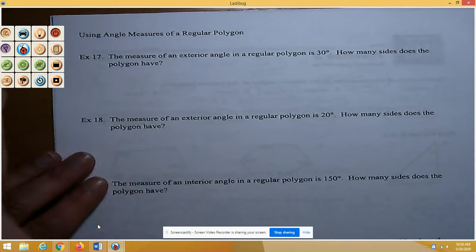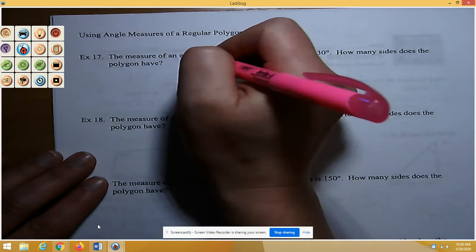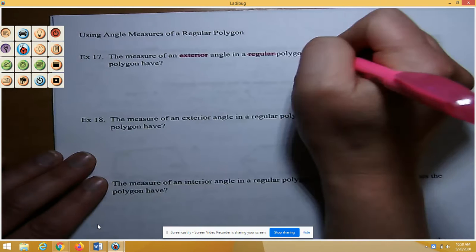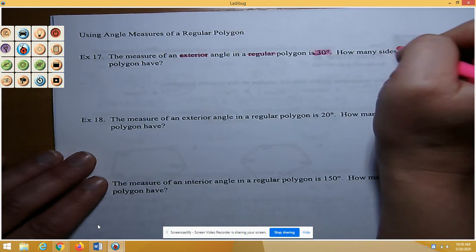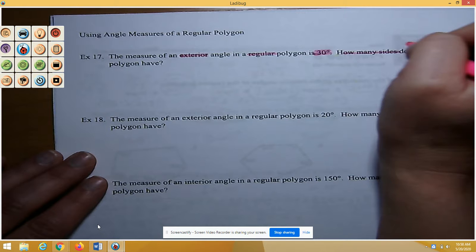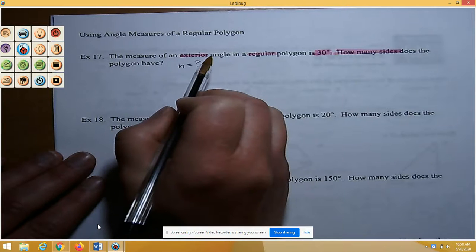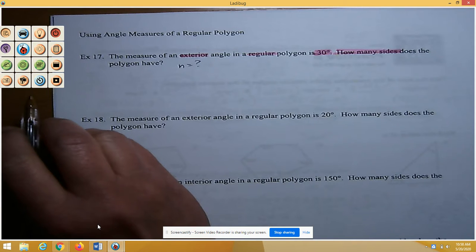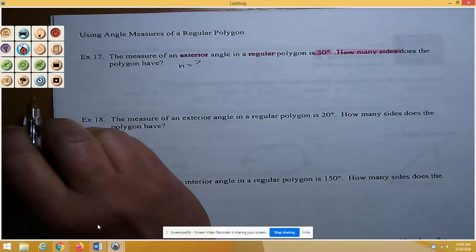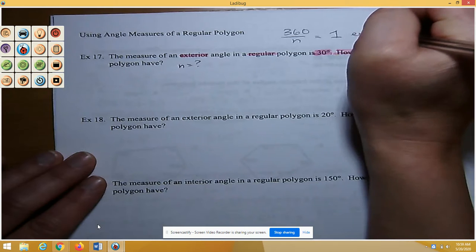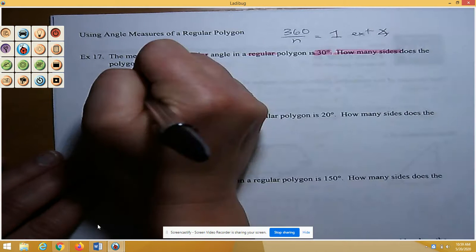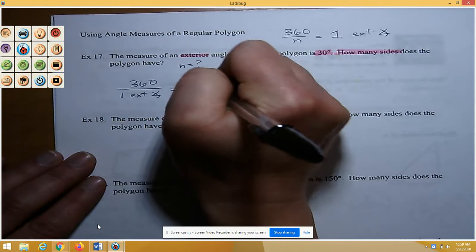The measure of an exterior angle of a regular polygon is 30 degrees. How many sides does the polygon have? So I'm looking for n. Okay, I'm giving you one exterior angle. So what you should do for these questions, if 360 divided by n equals one exterior angle, then you can do 360 divided by one exterior angle to get the number of sides. And that's a very, very easy calculation.